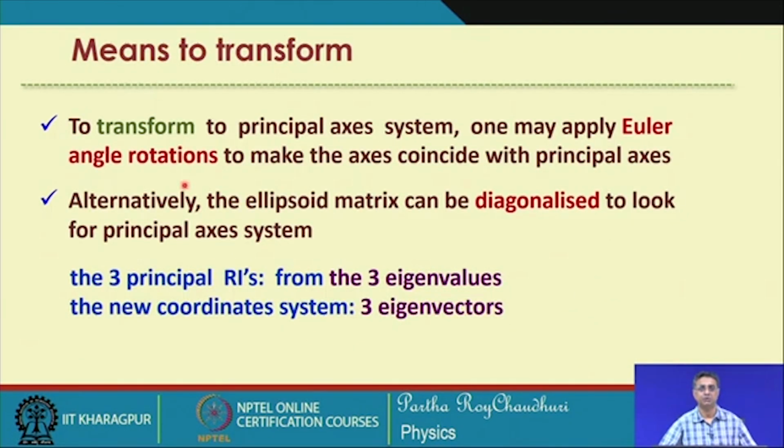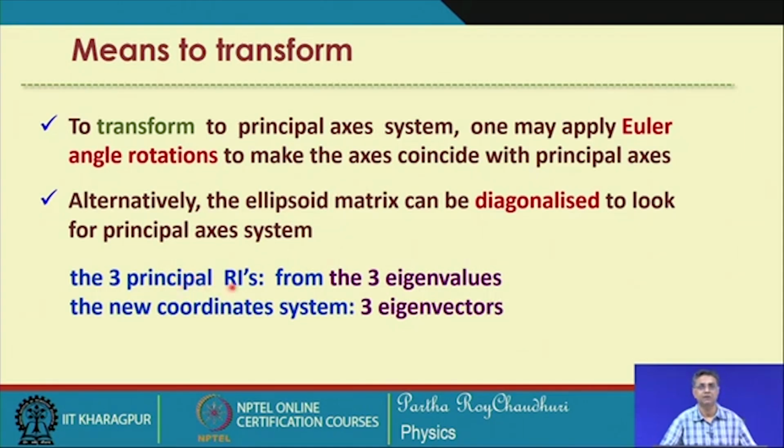Now, to transform this ellipsoid to the principal axis system, we consider that there are cross terms, that is, we consider that the ellipsoid is changed under the action of some electric field or acoustic field or magnetic field. We will understand this phenomenon. So, in that case one may apply Euler angle rotations to make the axes coincide with the principal axes, but alternatively one can do matrix diagonalization of the ellipsoid matrix to look for the principal axis system.